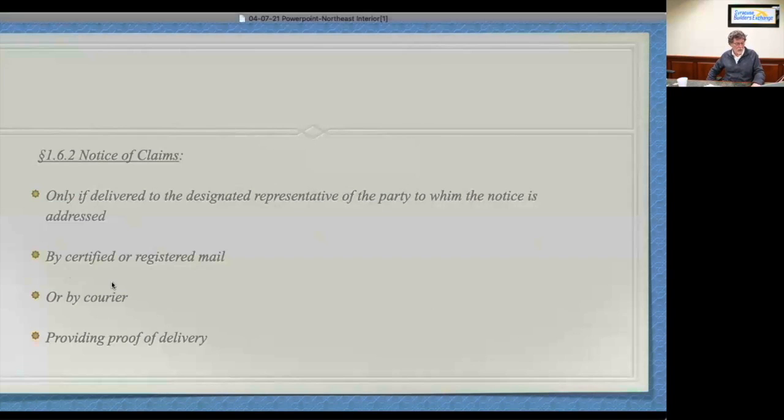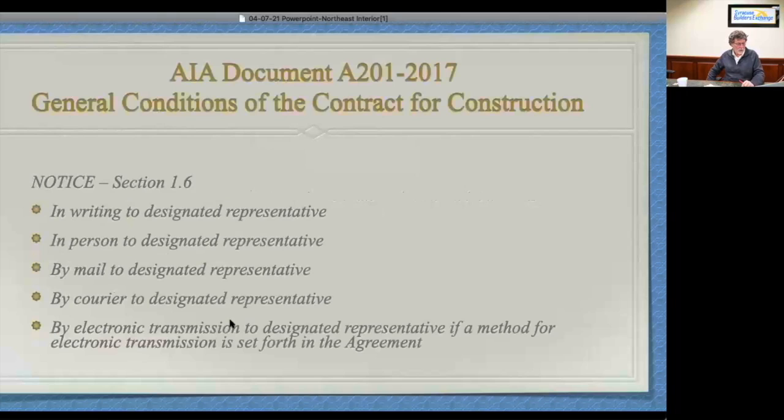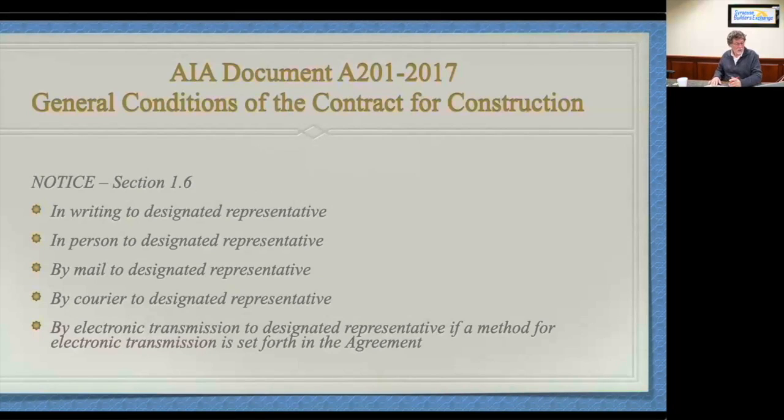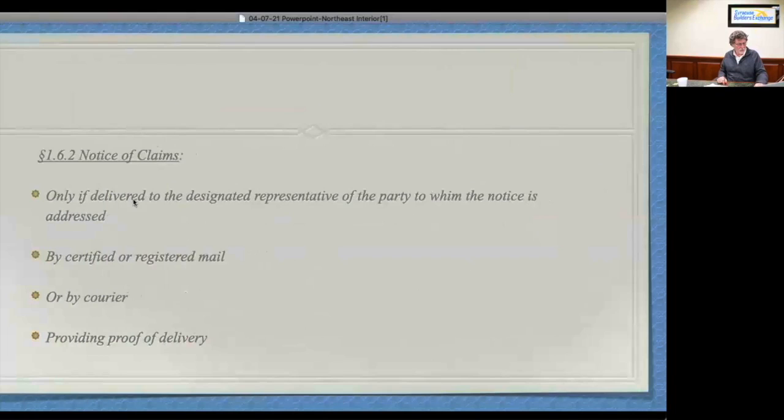Your supplementary general conditions might be attached right behind the AIA standard form, be it a subcontract or a contract, or they can also be in the front end of the spec book, like Division 0, Division 1 stuff. So please look for that to see if they've added email or some other method of how to give that notice of claim. Under the AIA document, it has to be in writing to the designated representative. And we'll go to notice of claim. We did that already.